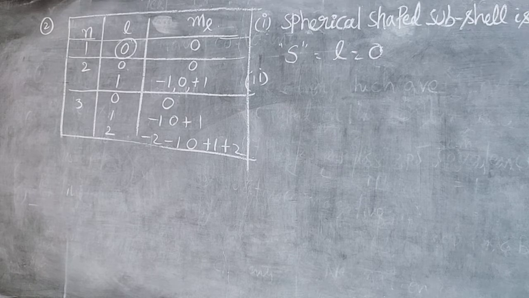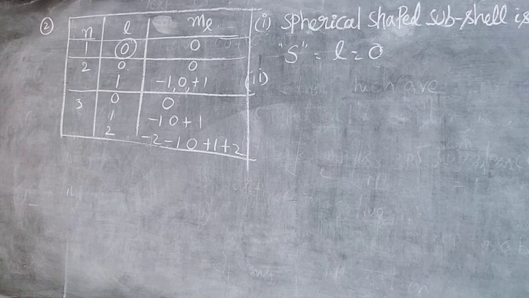For the first question, the spherical shaped subshell has L value 0. For the second question, the number of ml values for L equal to 2 is 5: minus 2, minus 1, 0, plus 1, plus 2. For the third question, write the symbols of the orbitals: L equal to 1 is the P orbital, that is Px, Py, Pz. If L is equal to 2, it is the D subshell. The shape is double dumbbell. The maximum number of electrons is 10. That is the question and answer.